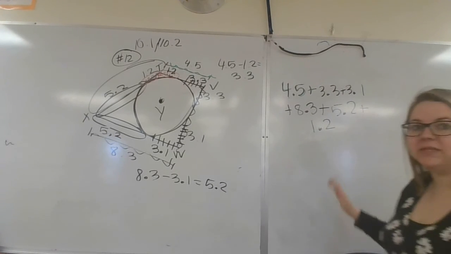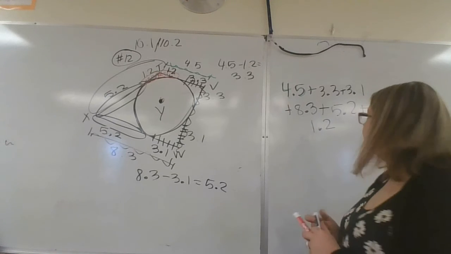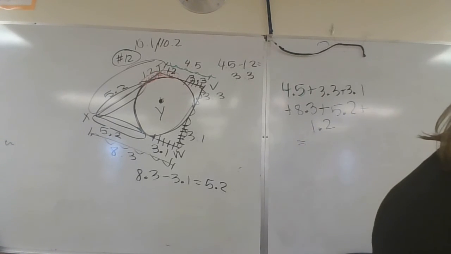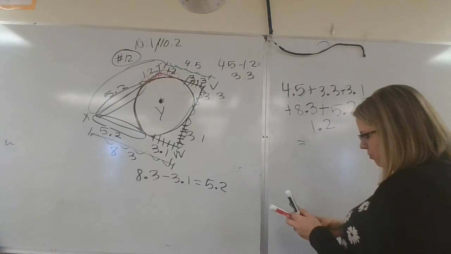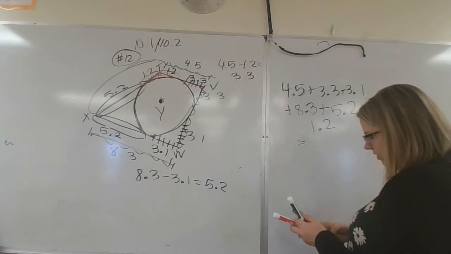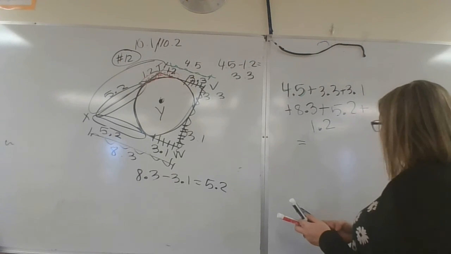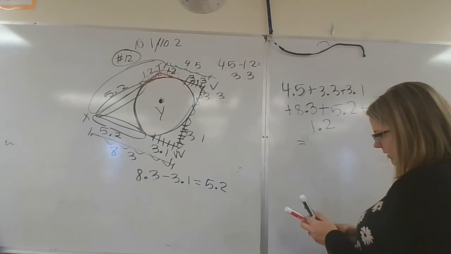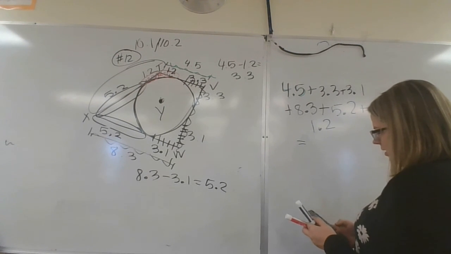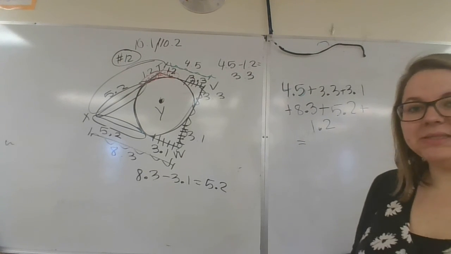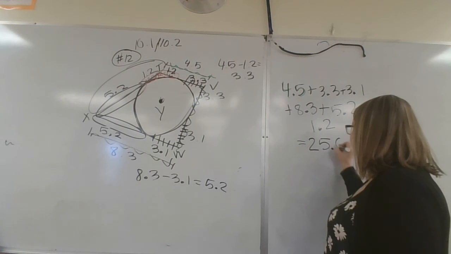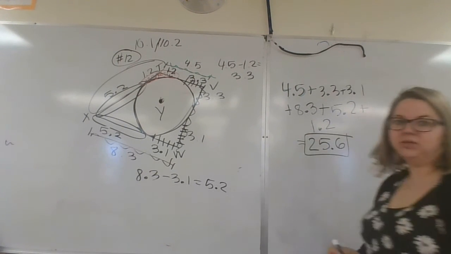Okay, so now I stick this all in my calculator. I add all these up. So I got 4.5 plus 3.3 plus 3.1 plus 8.3 plus 5.2 plus 1.2. I got 25.6, which is my correct answer. So this is equal to 25.6. And you're done.